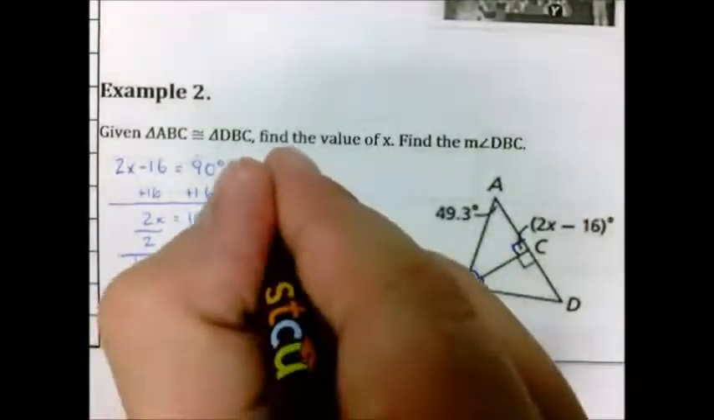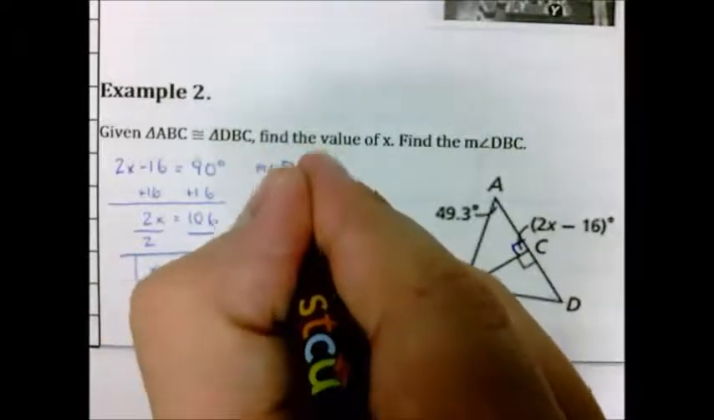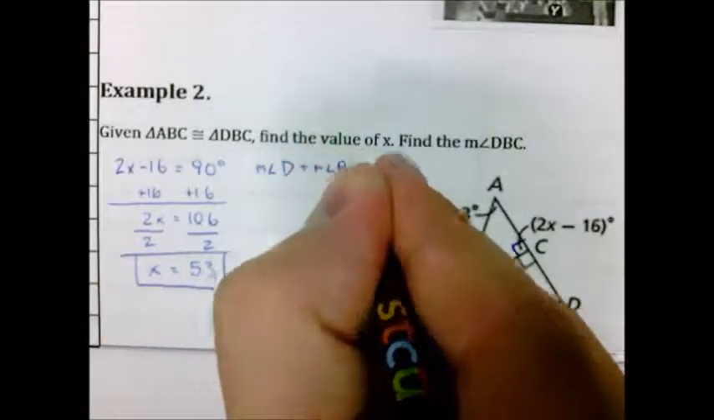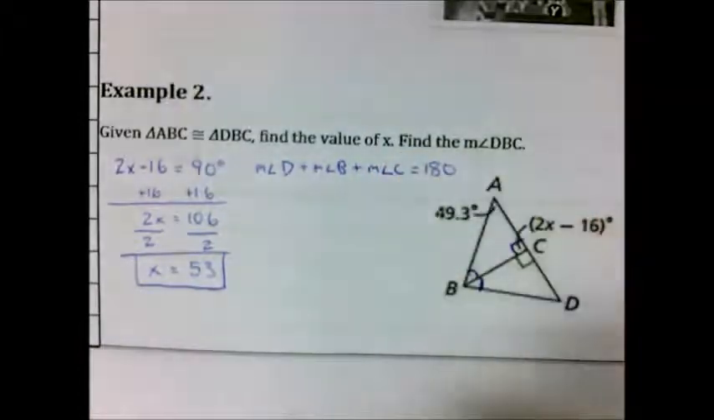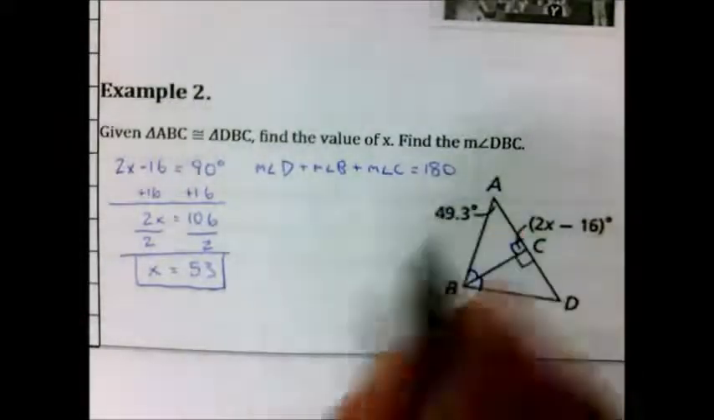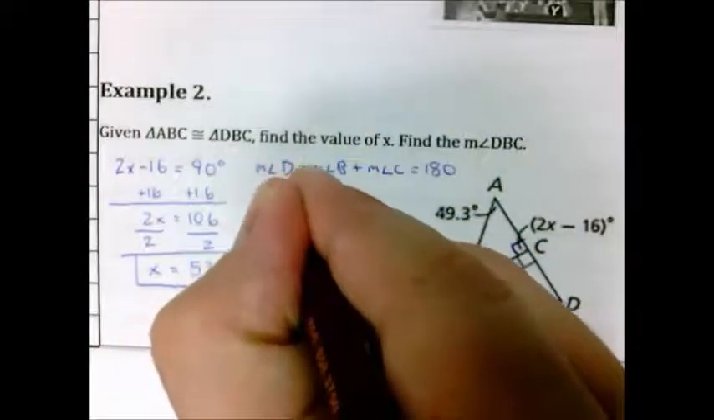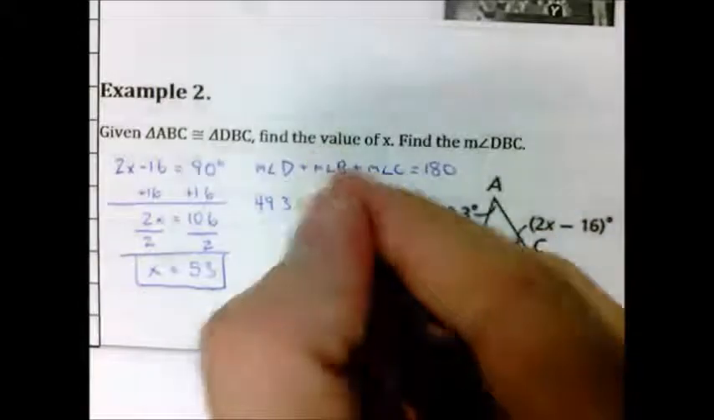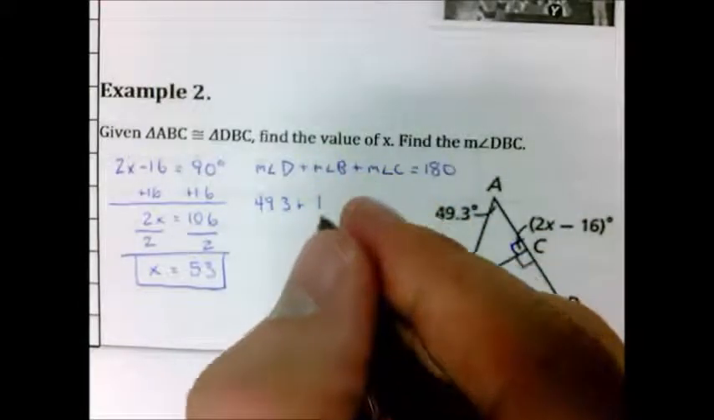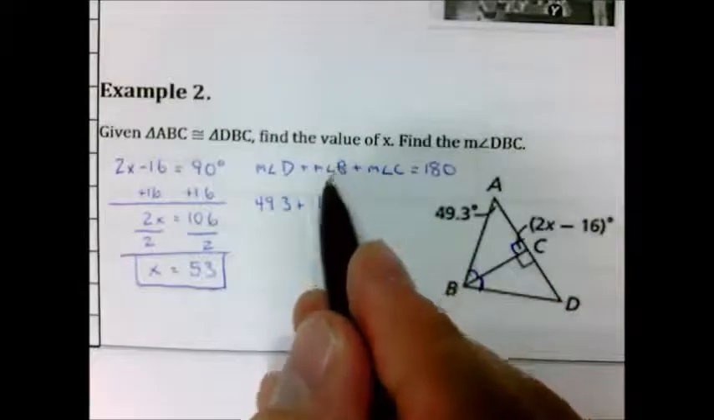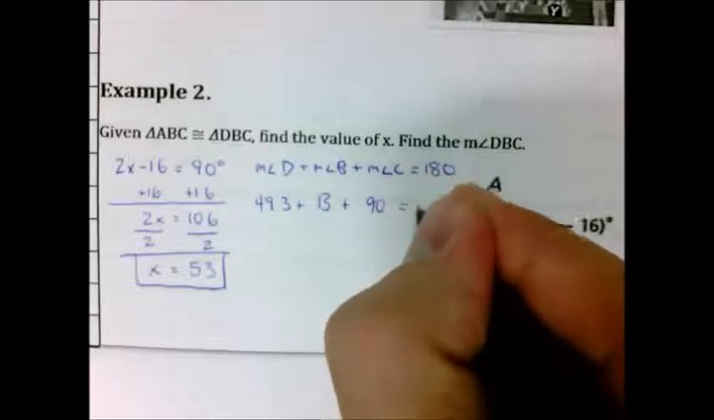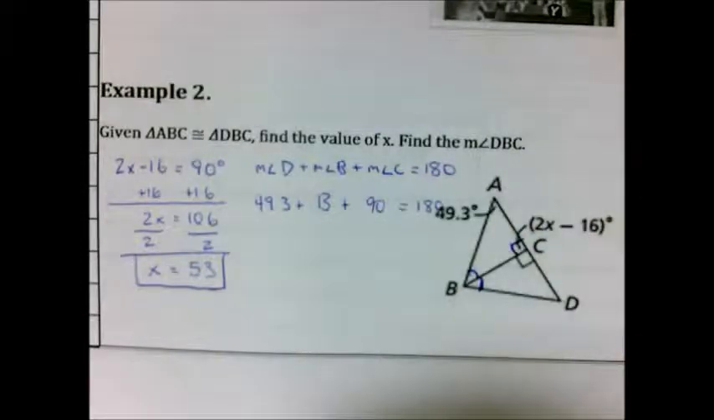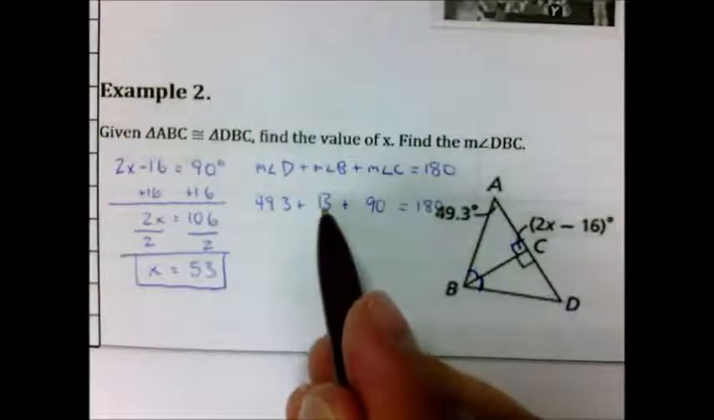So we can say that the measure of angle D plus the measure of angle B plus the measure of angle C equals 180 degrees. That's based on the sum of angles in triangles. The measure of angle D, we already said, is 49.3, so I'm plugging that into our equation. B is what we're trying to find, so I'll just write it as B instead of the measure of angle B, plus C, which is a 90-degree angle, equals 180. Again, this is solving for our variable B, the measure of angle B. Let's first combine like terms.